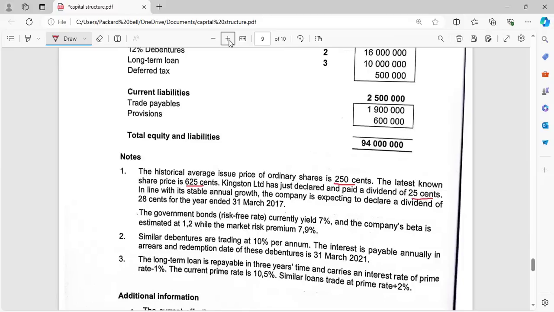The company is expecting to declare a dividend of 28 cents for the year ended 31 March. Already you have your answer when you want to calculate the market value or the cost of ordinary share, you already have your figures here. You have G0, you have your D1 here. So your G is going to come from these two figures. Then your market value is going to be here. If they require you to calculate the market value of ordinary shares, then you know you are going to use here.